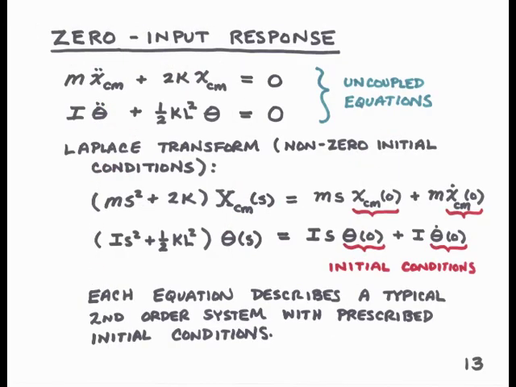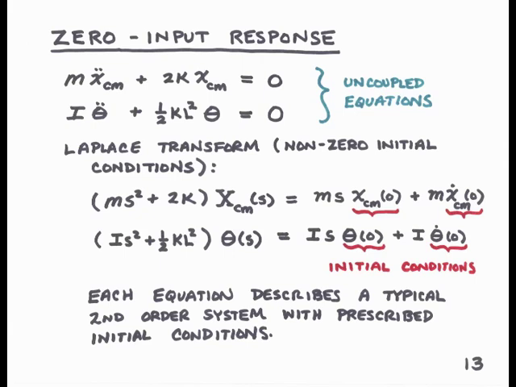We'll now look at the zero input response of our system. So we'll go back to our differential equations that we had for the center of mass and also for the rotation, and we'll Laplace transform them. But now we're going to have non-zero initial conditions, and we're going to make the input zero. So that gives us these equations here in the center of the page.